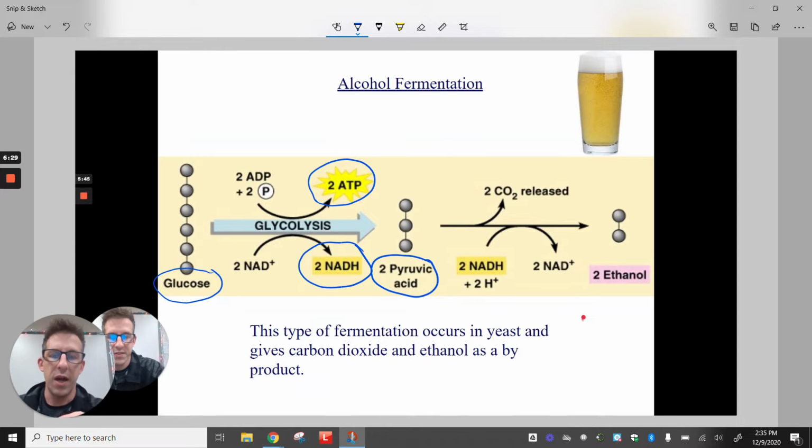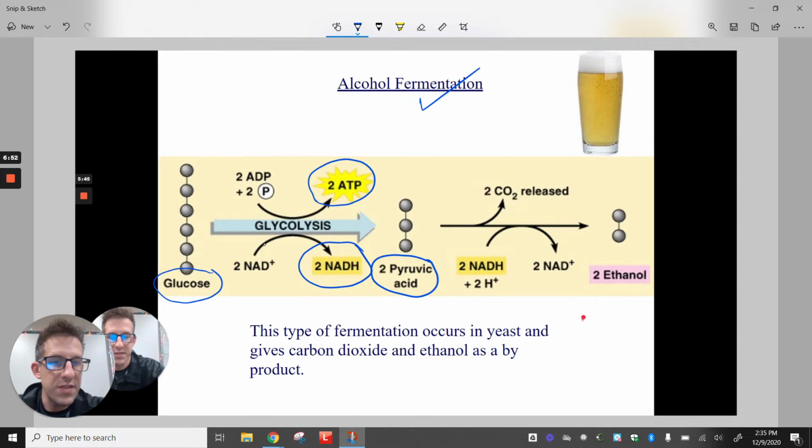Everything about glycolysis in yeast is the exact same as glycolysis in humans, okay? Now the next step, yeast does not undergo the steps that we ultimately do. For yeast, what they're going to do is take this pyruvic acid and they're going to undergo this process known as fermentation, which we're talking about, okay?